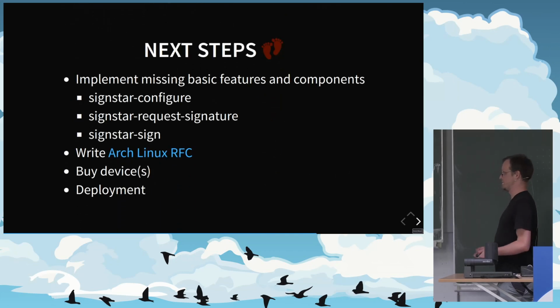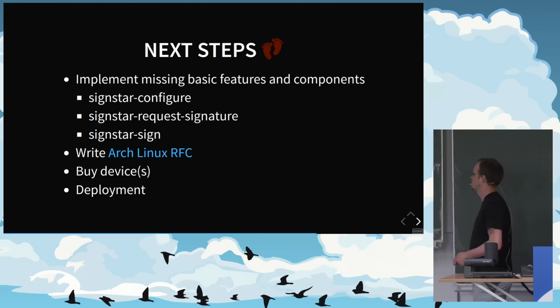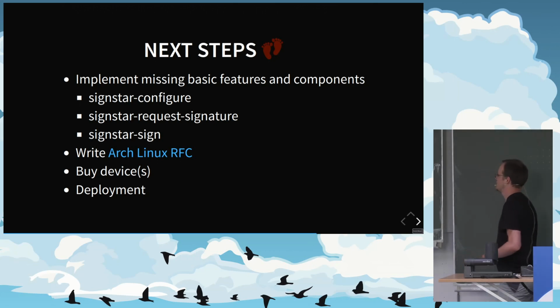Our current next steps, because we have a few implementations already, is that we need to close up on some of the missing features that we have on the components. There's Signstar configure, which is to be used for configuration towards the NetHSM with administrative credentials. We have Signstar request signature that's used on the client side, and we have Signstar sign that is also used on the Signstar host itself to map the login users, etc., and create a signature.